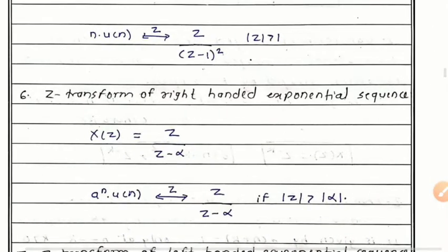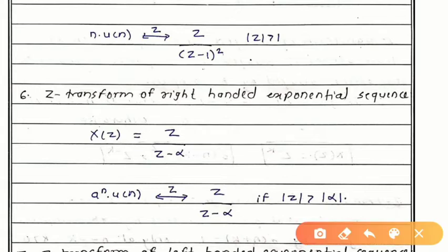The next transform will be the Z transform of the right-handed exponential sequence. Its Z transform is given by x of z equal to z upon z minus alpha. This is the Z transform of the right-handed exponential sequence, which is denoted by a raised to n into u of n.